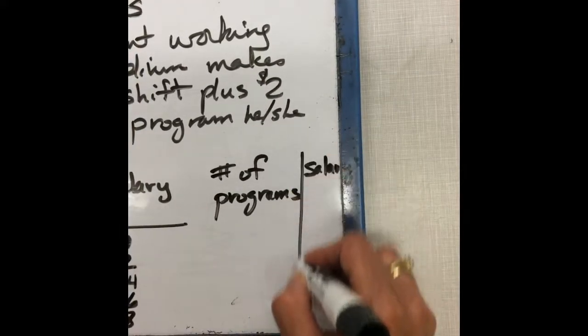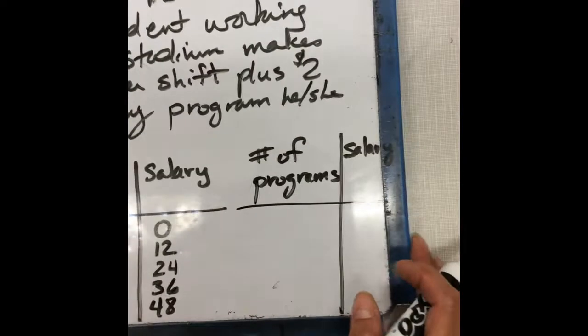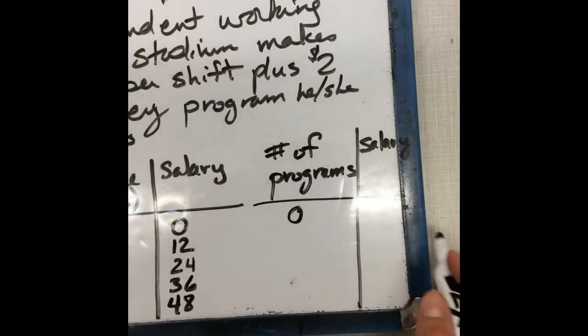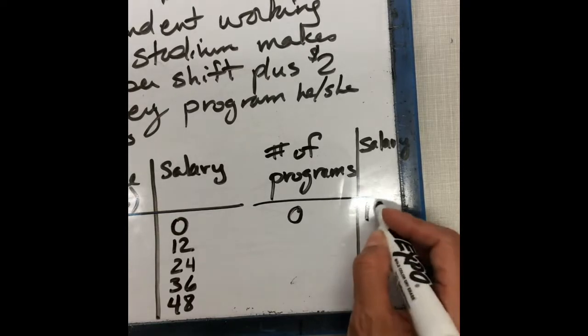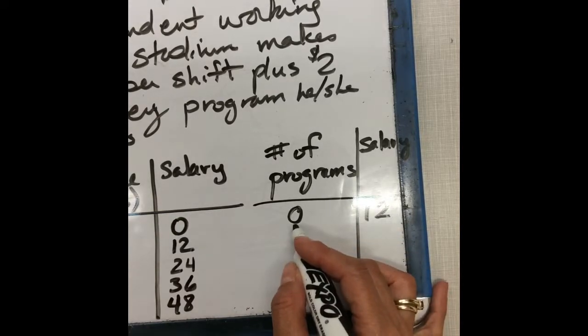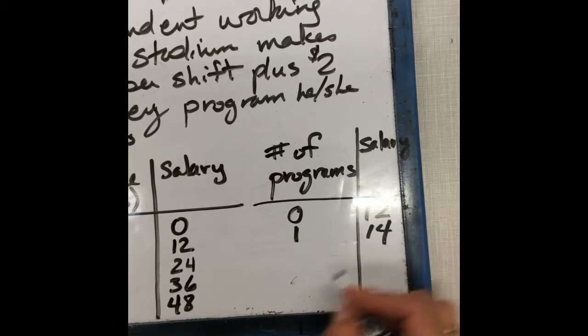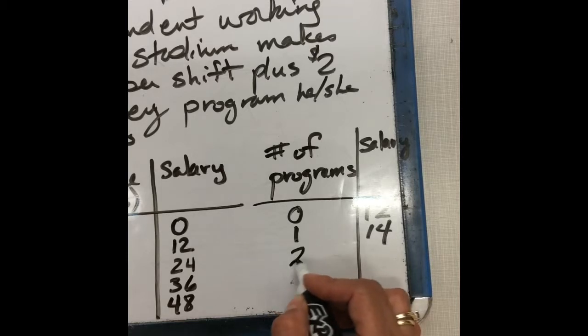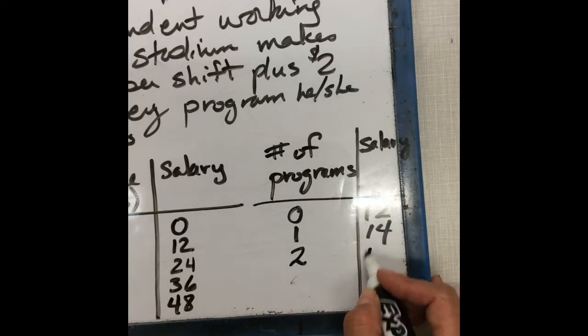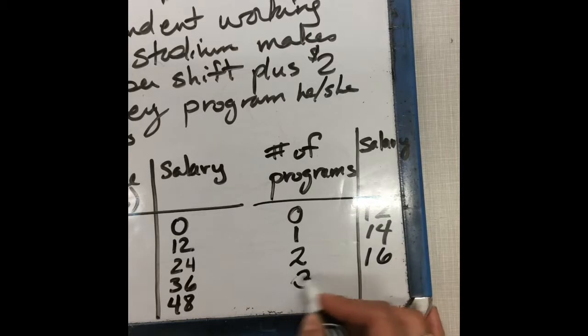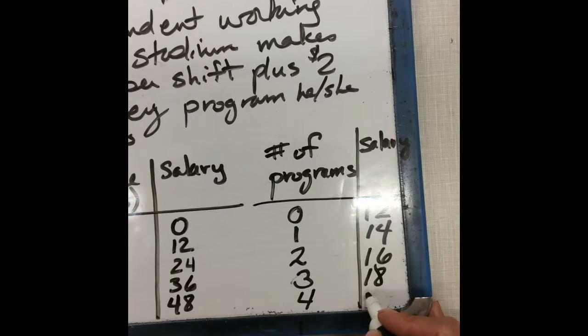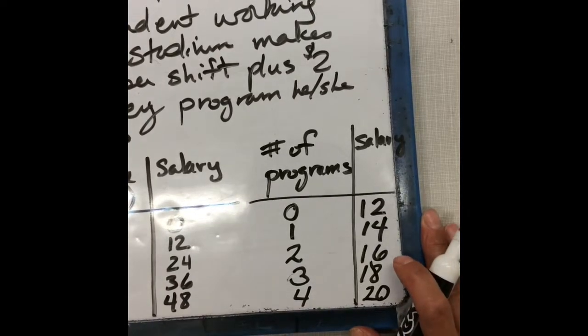And in this situation, when he sells no programs, he's still making $12. Once he's sold 1 program, he is now making $14. Once he's sold 2 programs, he is making $16. 3 programs, we add another, and 4 programs, we add another 2. There we go. And so there's a difference here.